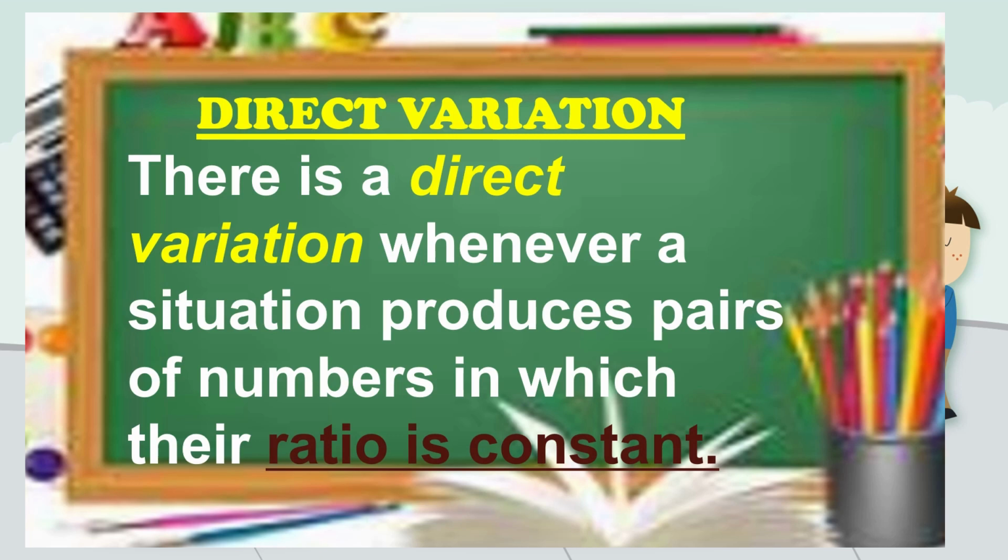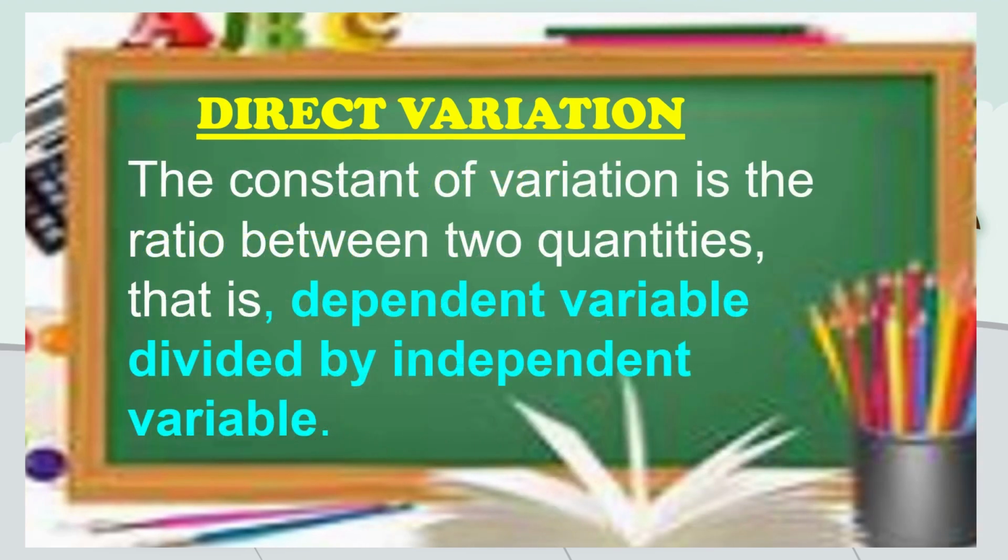There is a direct variation whenever a situation produces pairs of numbers in which their ratio is constant. So the constant of variation in direct variation is the ratio between two quantities. That is, dependent variable divided by independent variable.